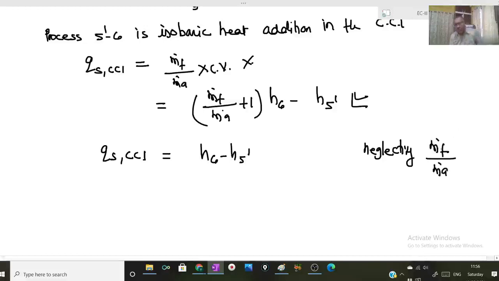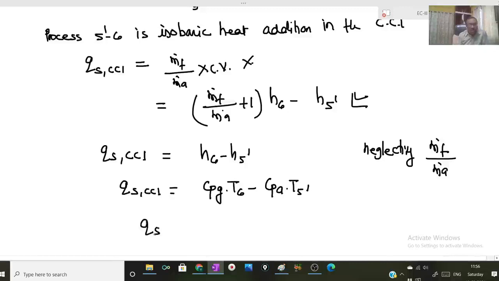So mass fuel air ratio will be neglected. Now how can I write H6? H6 is the specific enthalpy of gas, so CPG into T6, minus H5 dash, which is the enthalpy of air, CPA into T5 dash. So QS in the combustion chamber 1 can be calculated.